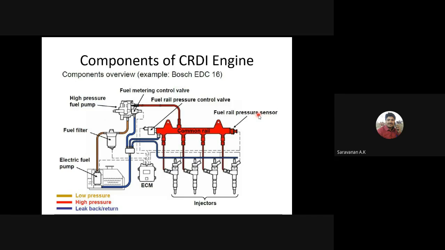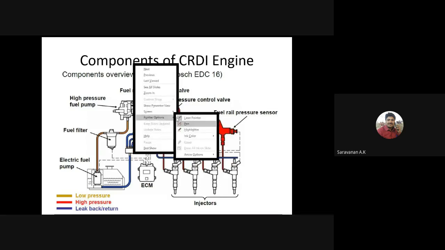Here we are using plenty of sensors. These are the components which are used in CRDI engines. So what are the major components? You can see them here. The fuel tank, the pump and the fuel filter will be the common ones. Here we are using the high pressure pump, which is an important one, and the fuel metering control, the fuel sensor, then the control valve. And here there is a cooler.